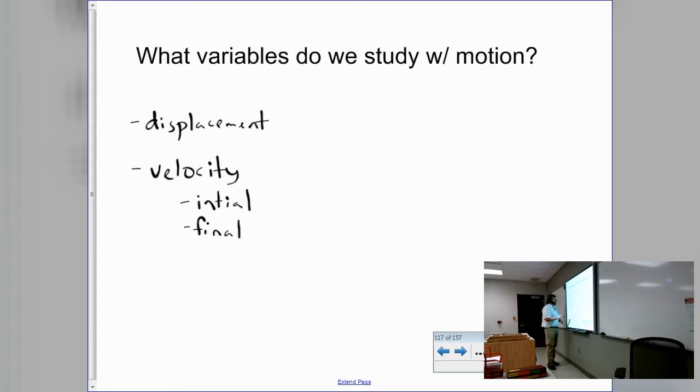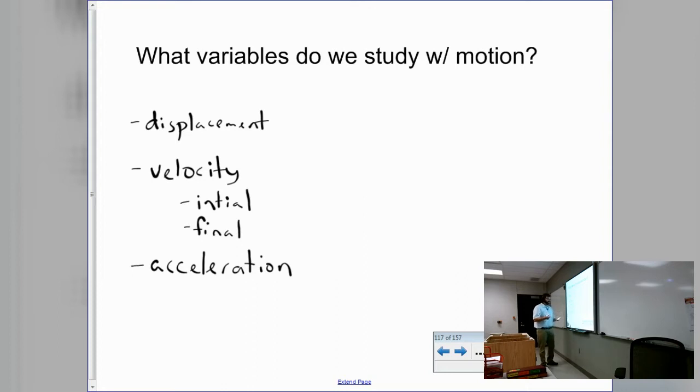Another piece of information we would need to know about to study motion would be, is the car or the object accelerating? So we would need to know about acceleration. Acceleration is the change in the velocity over the change in time. We are only studying in this unit objects that are having constant acceleration.